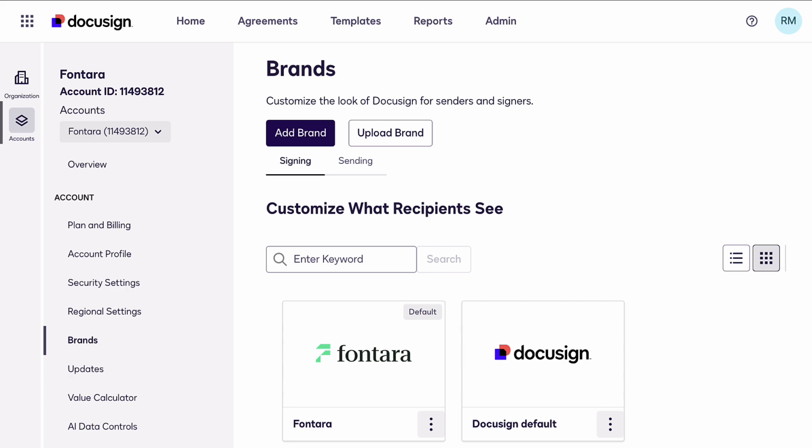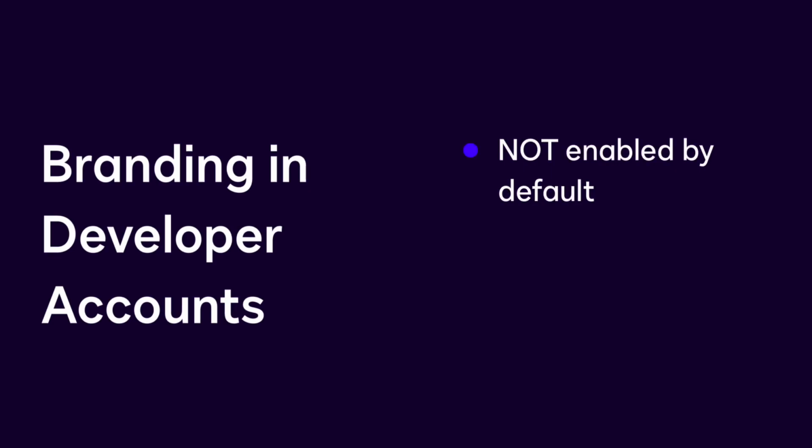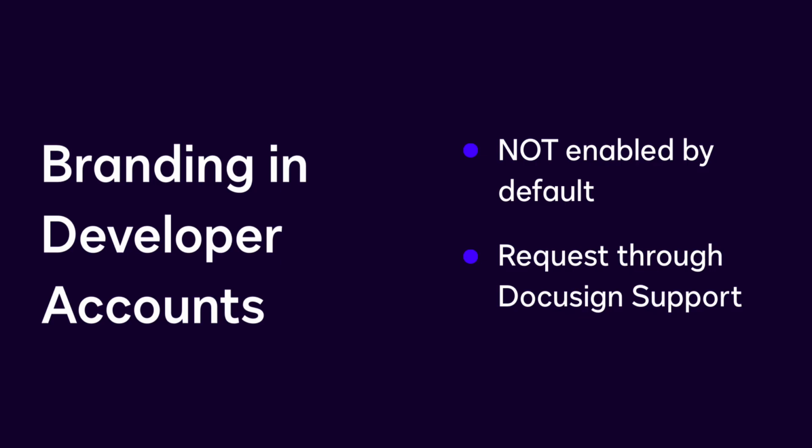To create a brand, you use the eSignature admin page in the DocuSign app or call the eSignature API. Note that the branding feature is not enabled by default in DocuSign developer accounts. To enable branding for your developer account, reach out to DocuSign support.